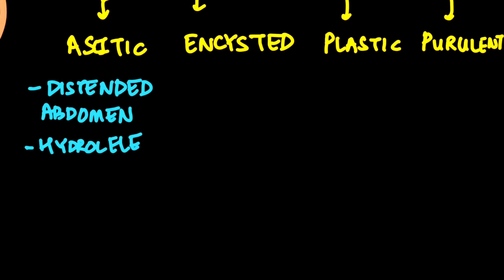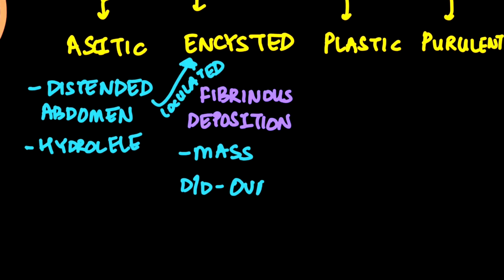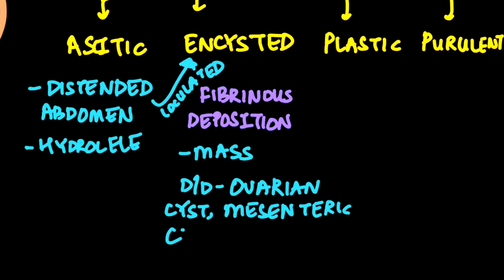This ascitic fluid is rich in lymphocytes and has a high specific gravity. When this ascites gets loculated, it leads to encysted ascites. This occurs because of fibrinous deposition. In this, we do find dullness, but it is not a shifting dullness. And so the patients may present with an intra-abdominal mass, which the differential diagnosis could be an ovarian cyst, mesenteric cyst, or retroperitoneal cyst.